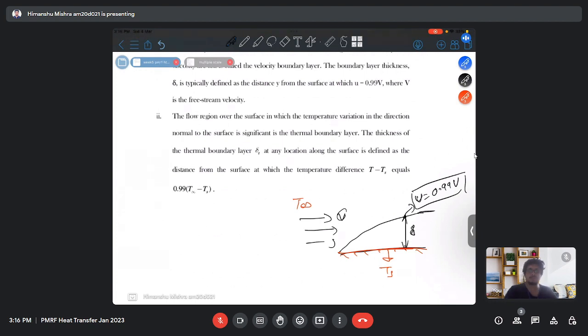So the second statement is also correct. Just like a hydrodynamic boundary layer, we also define a thermal boundary layer, and the criteria is almost the same: the temperature difference, that means the temperature of the wall and the temperature at a fluid parcel, should be approximately equal to the free stream temperature difference. To be more specific, it is 0.99 (T∞ − Ts).